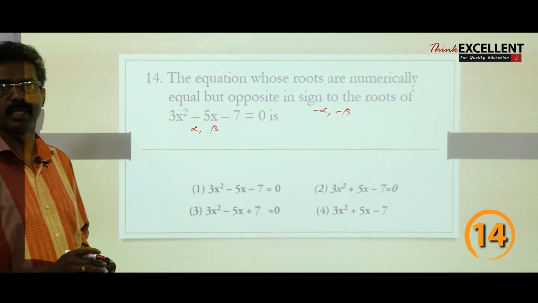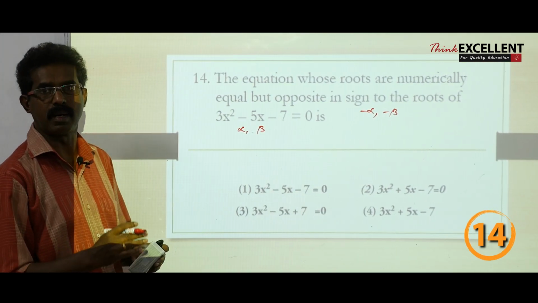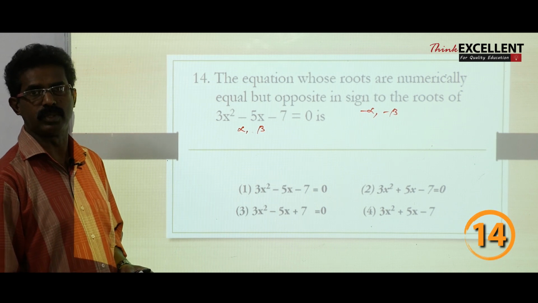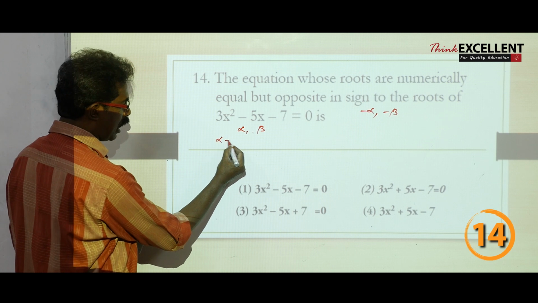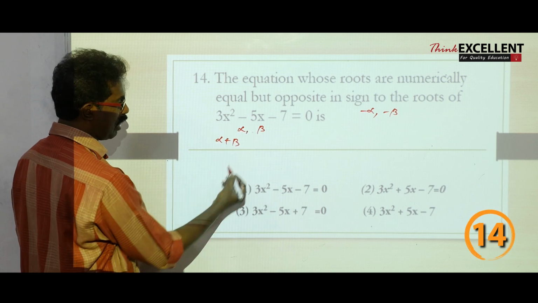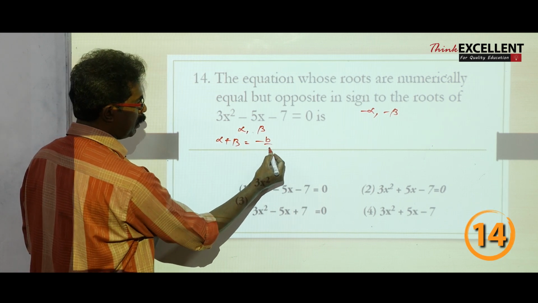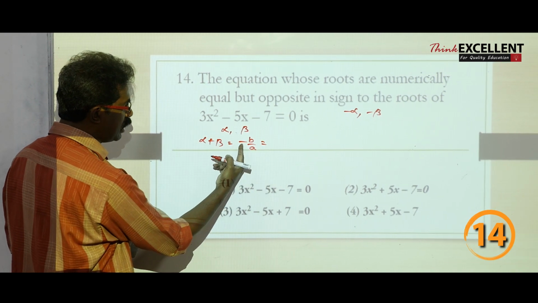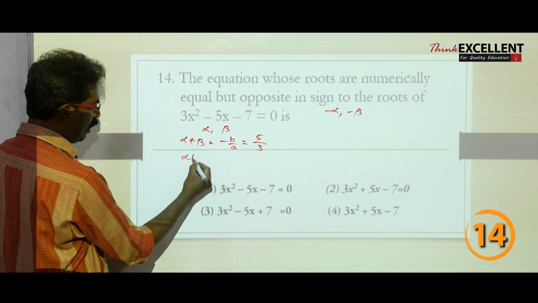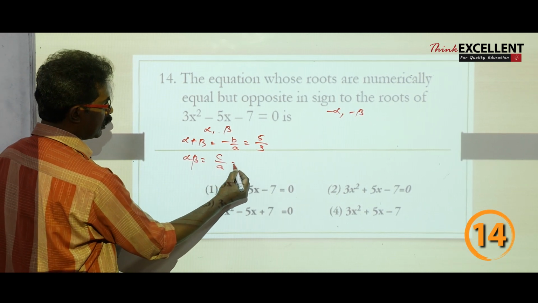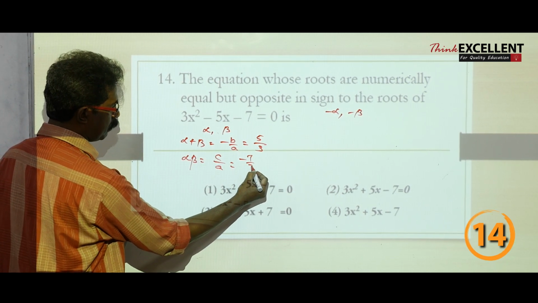You know how to frame the equation: x square minus sum of the roots into x plus product of the roots equal to 0. So, first we find alpha plus beta and alpha beta from this equation. Alpha plus beta is minus b by a. So, that is minus of minus 5, it is 5 by a value 3. Alpha into beta is c by a, that is minus 7 by 3.